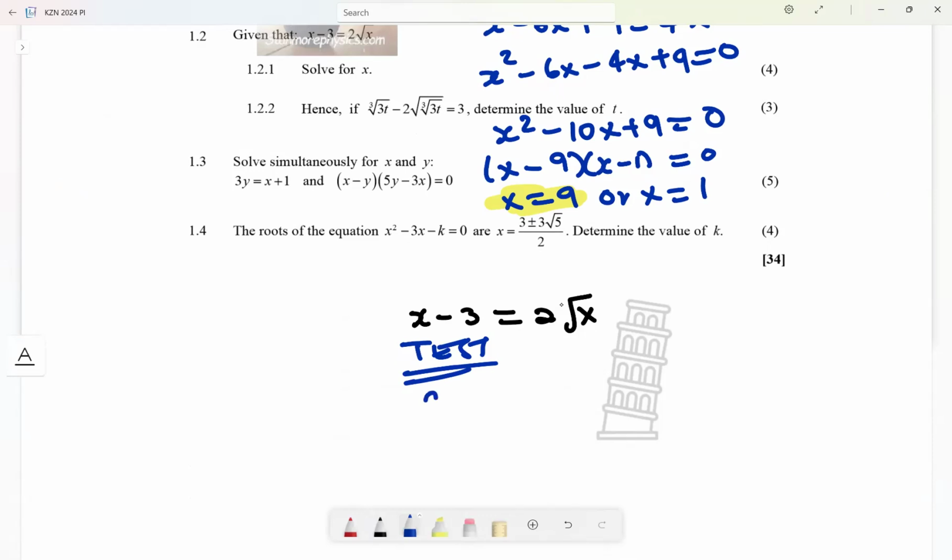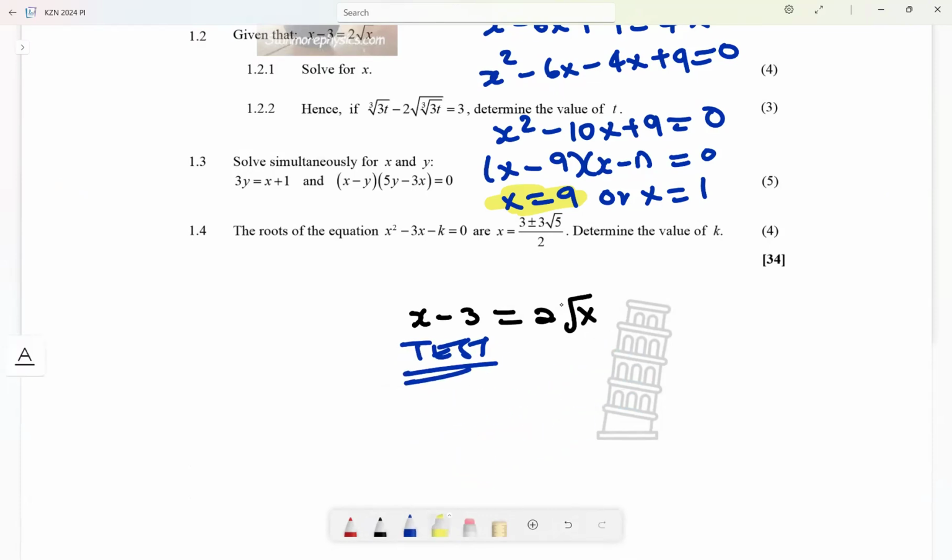When we put 9 here, it will be 9 minus 3. It should be equal to this side. Okay, 9 minus 3, it is 6. It is equal to 2 multiplied by square root of 9. Square root of 9, remember, it is 3. Then 2 multiplied by 3, it is 6. So this one, it is correct. If it gives us the correct one, it means x equal to 9 is correct. Then we have to test using what?